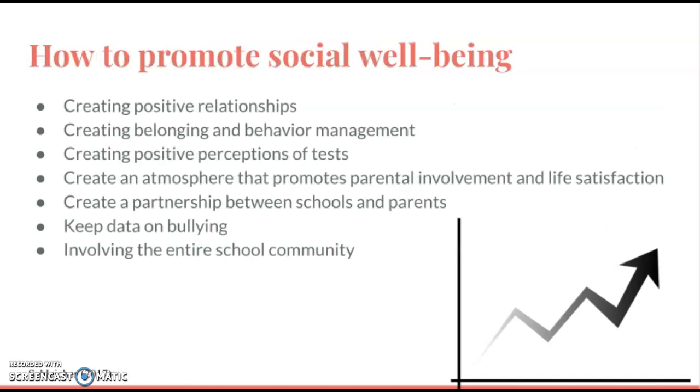To promote social well-being in schools, we need to create positive relationships, create belonging and behavioral management, create positive perceptions of tests, create an atmosphere that promotes parental involvement and life satisfaction, create a partnership between schools and parents, keep data on bullying, and involve the entire school community. If we do these things, then we can promote social well-being in our schools, and it will in turn help our schools overall with academics and with the well-being of our students.